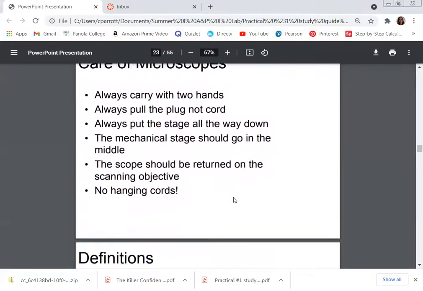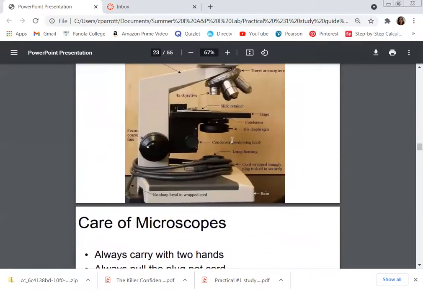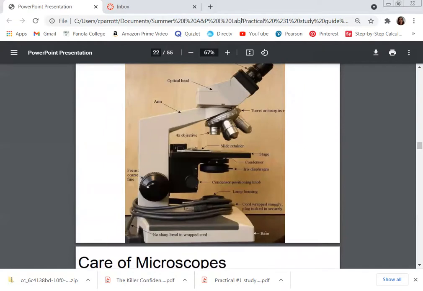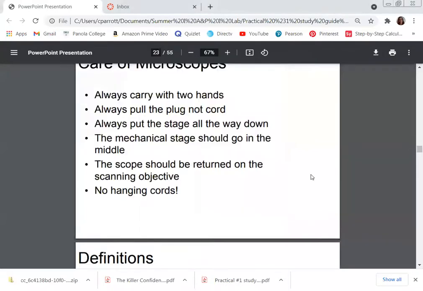Okay, care of the microscope. When you are moving the microscope, you always, always, always carry it with 2 hands. I'm going to go back up to this image. You're going to put one hand here on the arm, and you're going to put one hand right down here underneath the base, okay? So you're always going to carry the microscope with 2 hands.